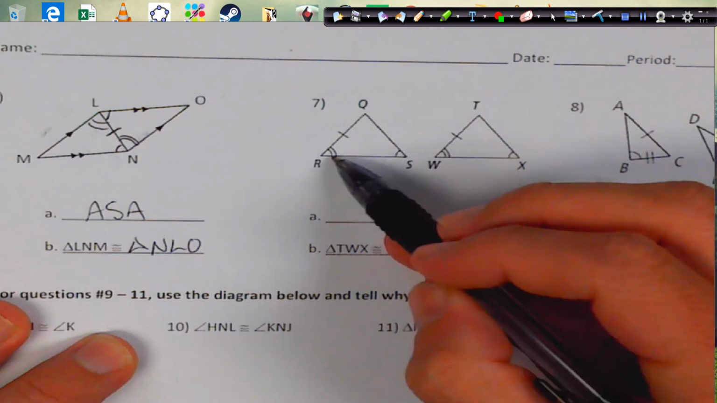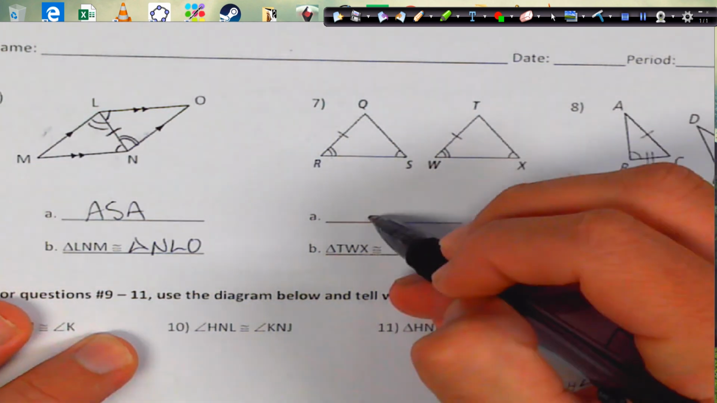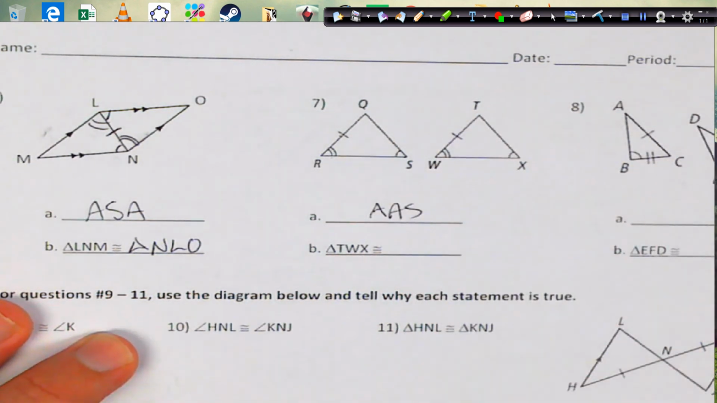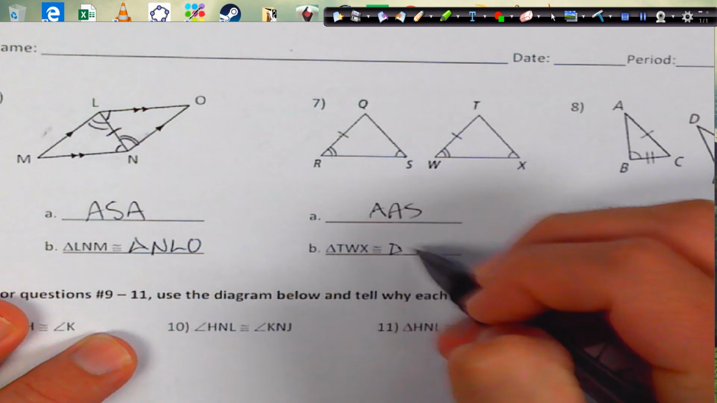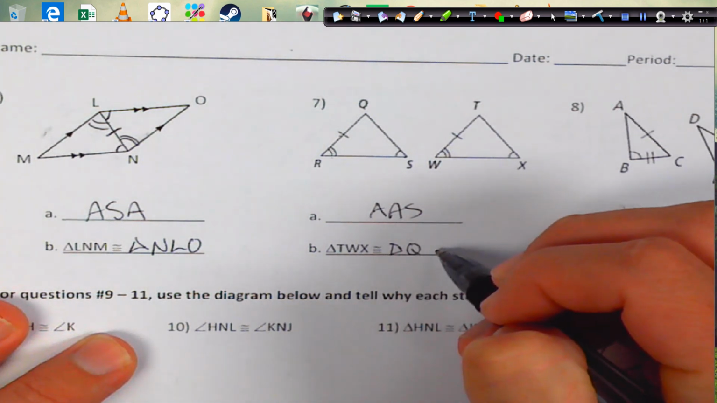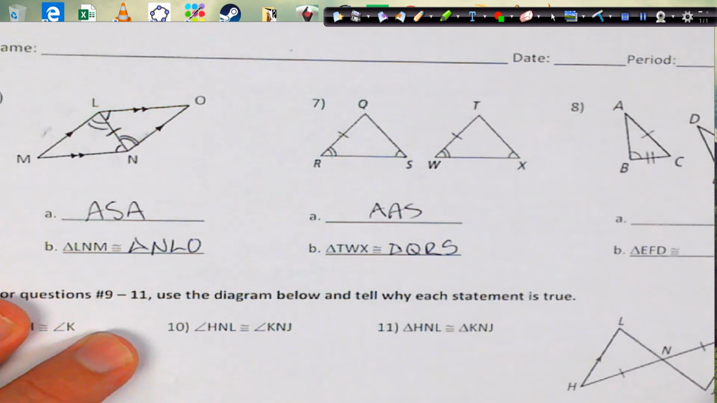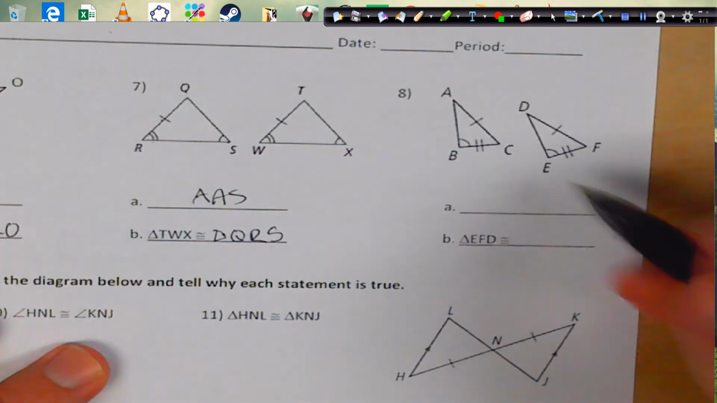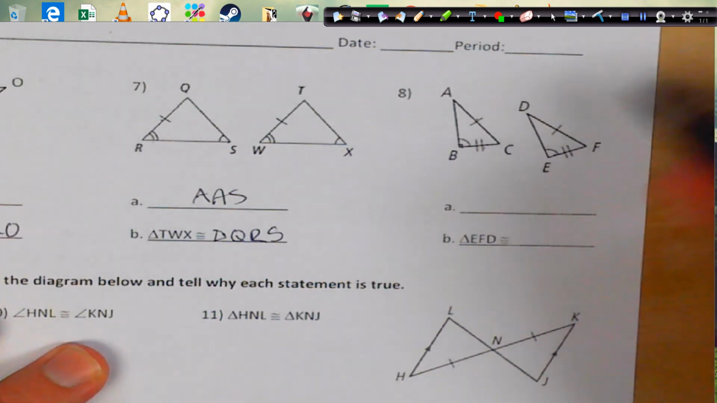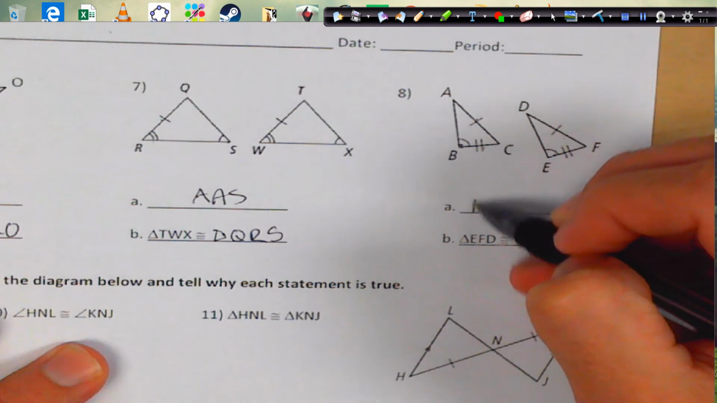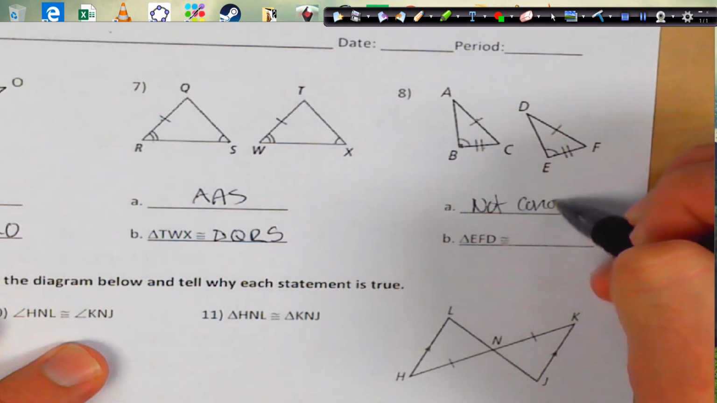Here we have angle, angle, side, and angle, angle, side, so those are pretty basic. And T is going to match up with Q, W is going to match up with R, and X is going to match up with S. This is angle, side, side, and angle, side, side, so that doesn't work, so it's not congruent.